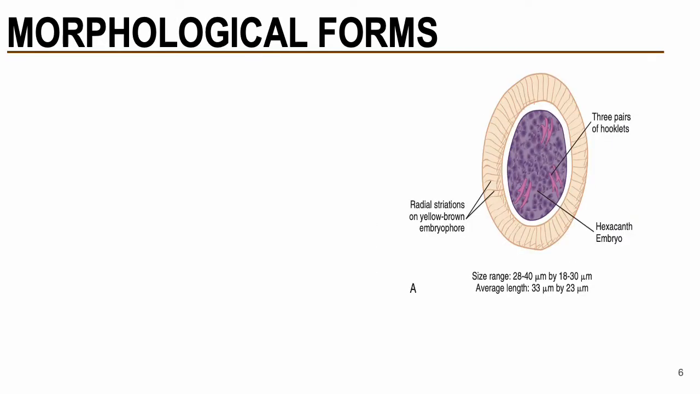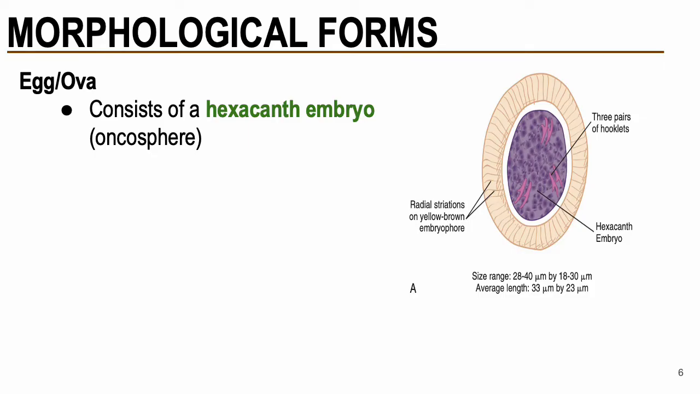So let's talk about the morphological forms of cestodes or tapeworms. Just like nematodes, tapeworms also have three morphological forms, namely the egg or ova, the larval stage, and lastly the adult worms. Let's talk first about the egg or ova of tapeworms. Their eggs consist of a hexacanth embryo. When we say embryo, this is the developing larva.